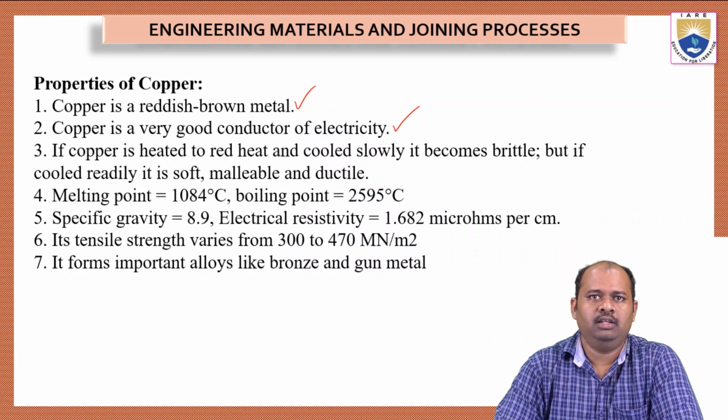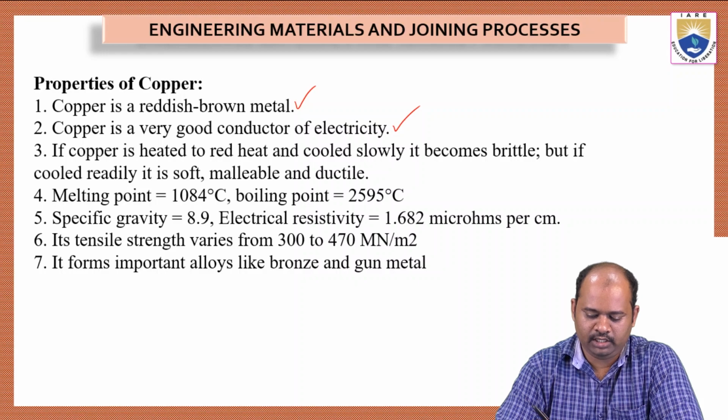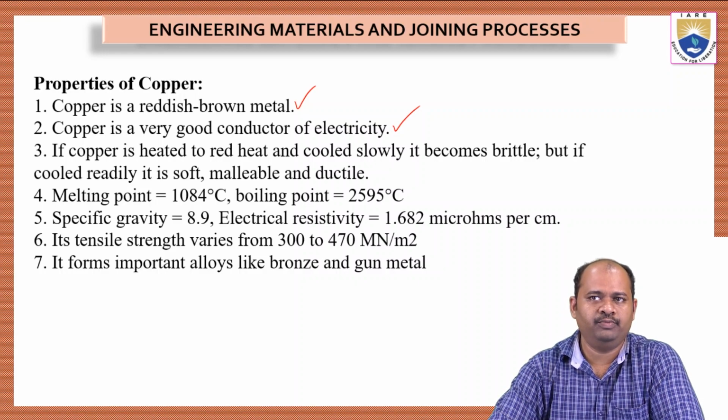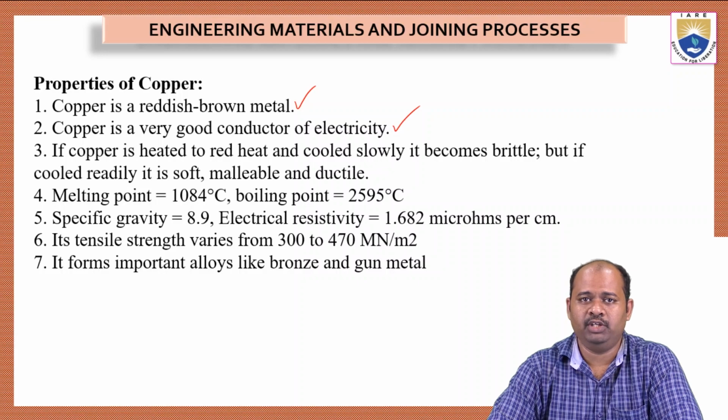The specific gravity of copper is around 8.9, and the electrical resistivity is about 1.682 micro ohm centimeter. Because of this very low resistivity, copper can be widely used in electrical conductance, like electrical wirings and windings.